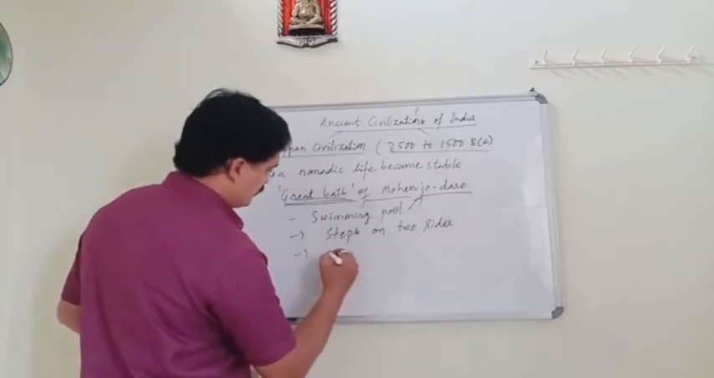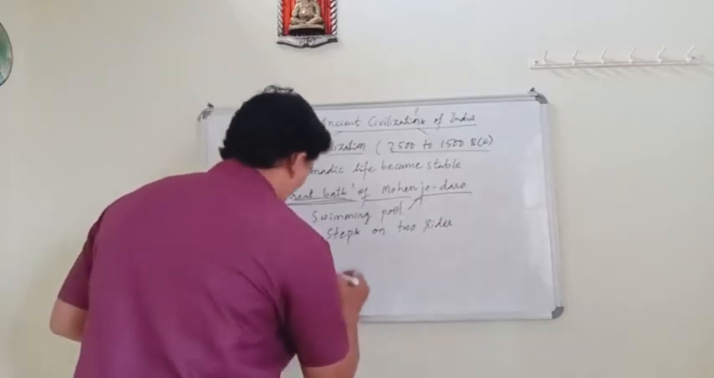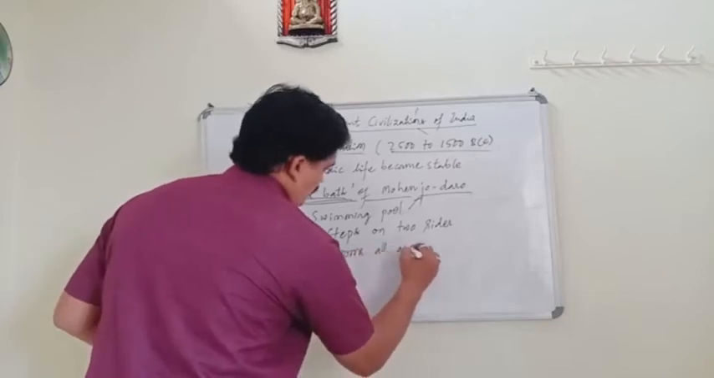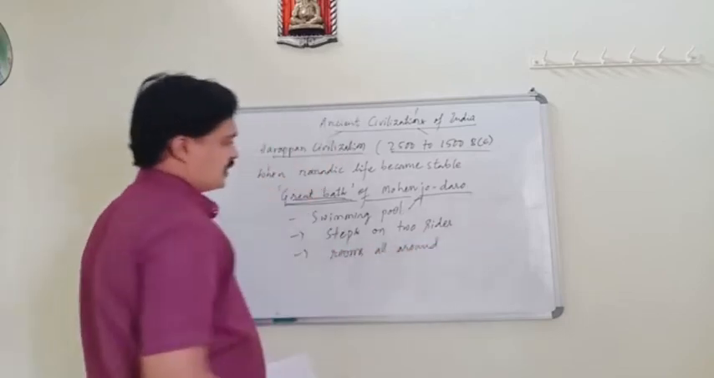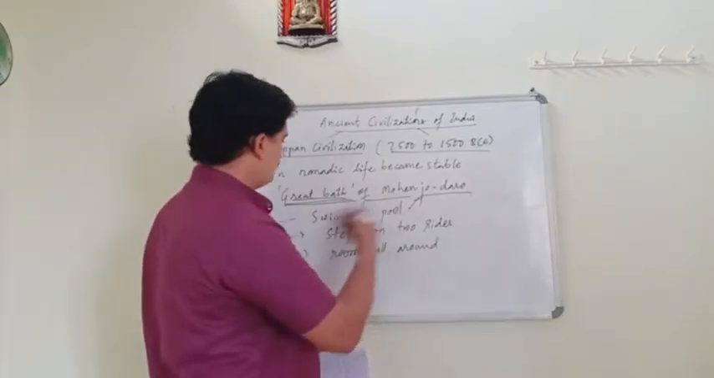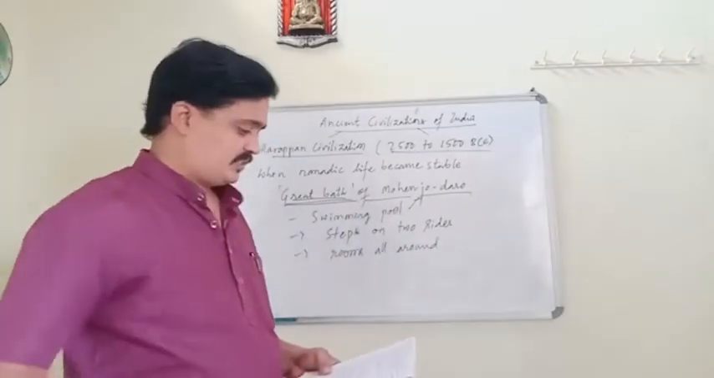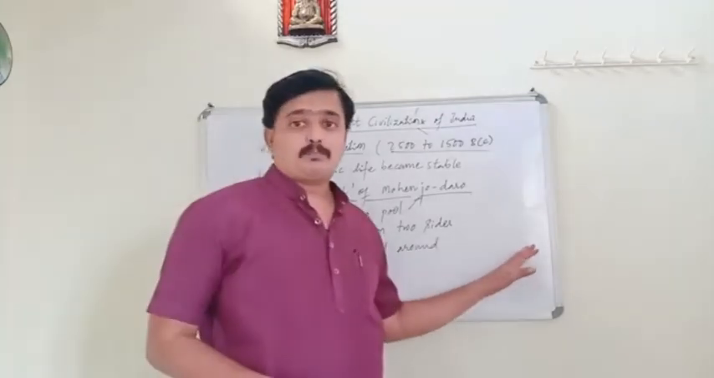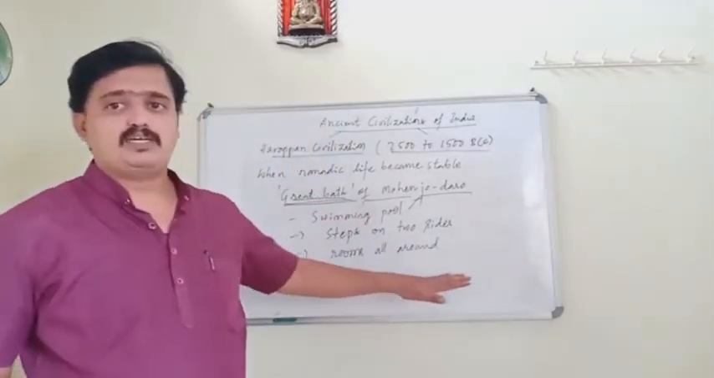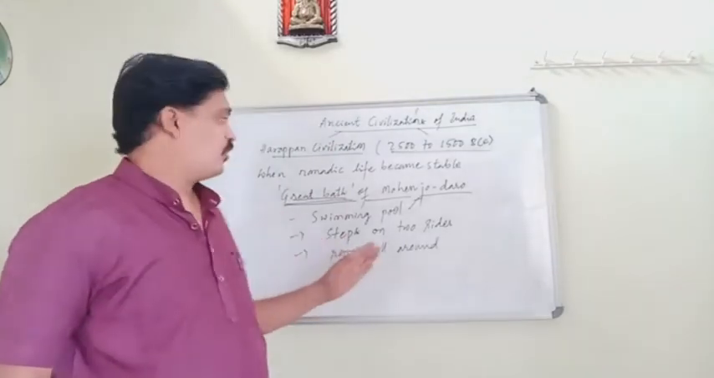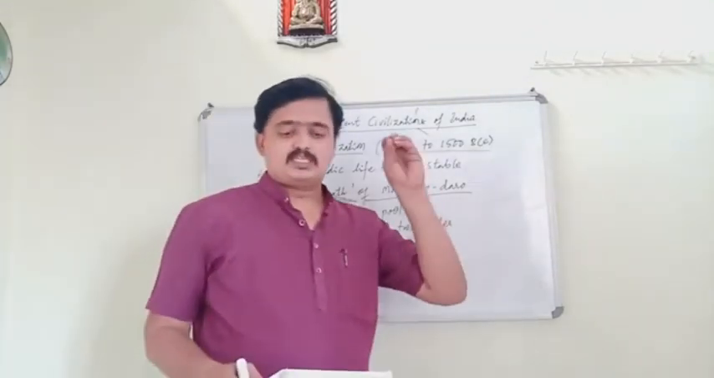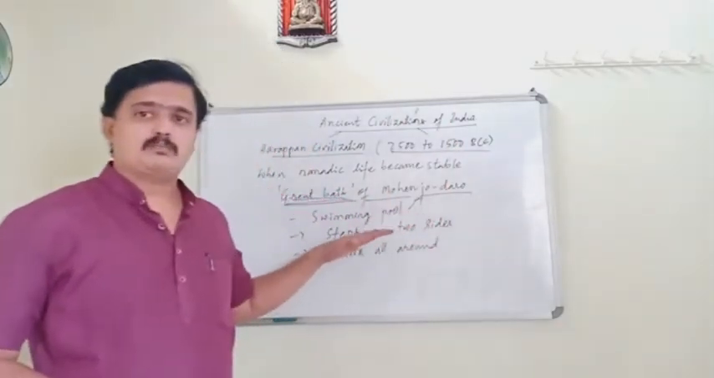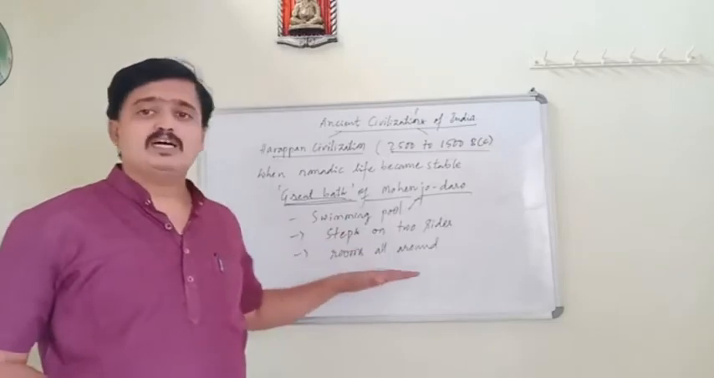Okay, and also rooms all around. We are going to see the rooms all around the Great Bath here. And also how the water was supplied in this place we are studying. Water was supplied from a well here. The water in this swimming pool was supplied by a well.